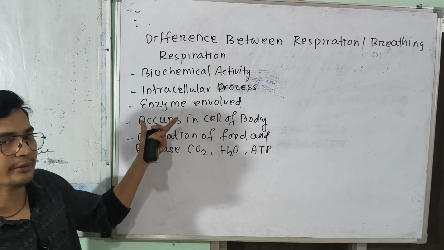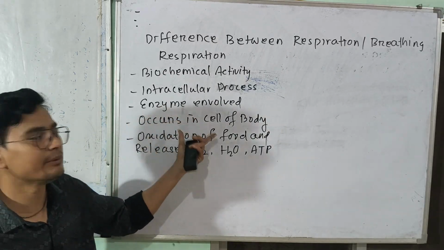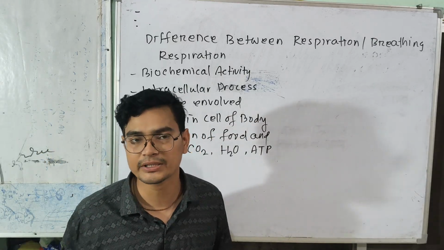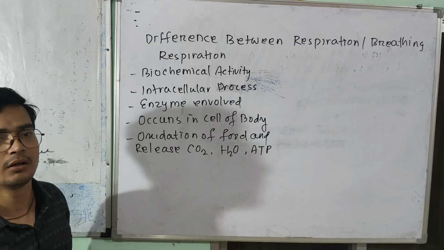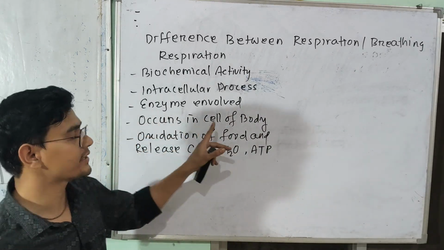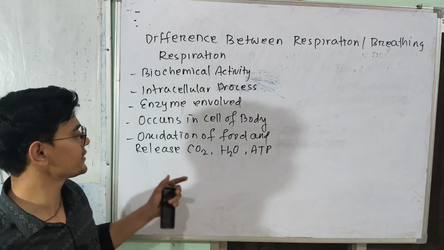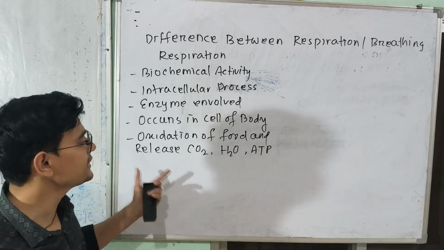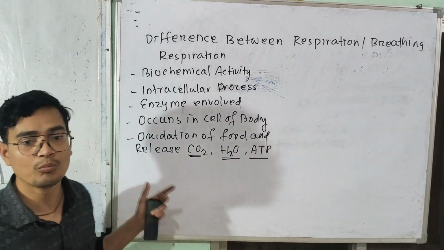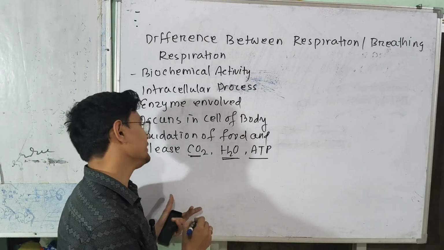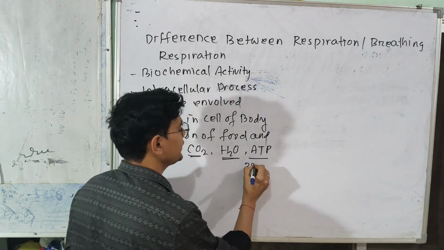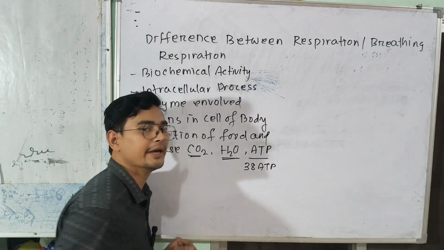Many enzymes are involved inside the cell: 10 steps of breakdown of glucose to form 2 molecules of pyruvate. Here 10 enzymes are involved. Further, in the mitochondria also enzymes are involved. It occurs in every cell of the body, oxidation of food releasing carbon dioxide, water and ATP energy. In one glucose molecule breakdown we get 38 net ATP.